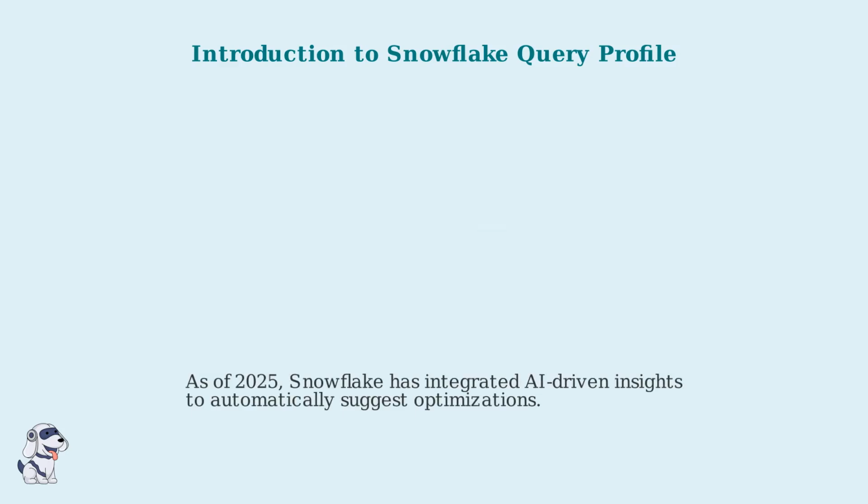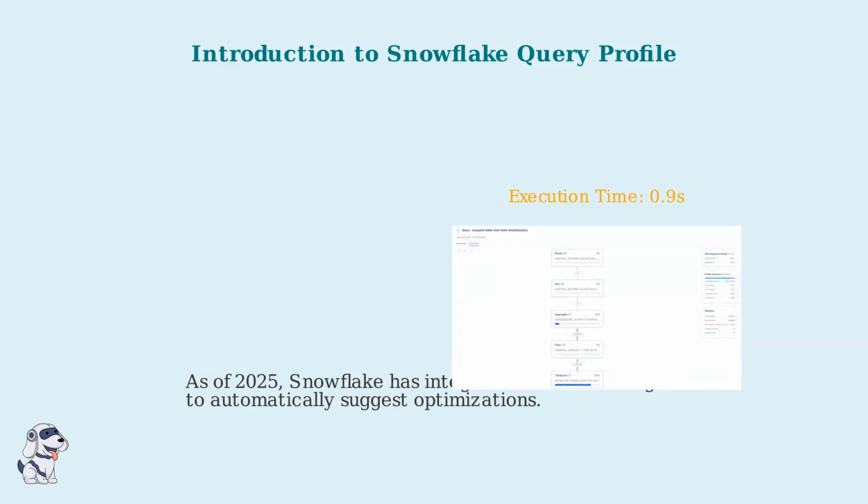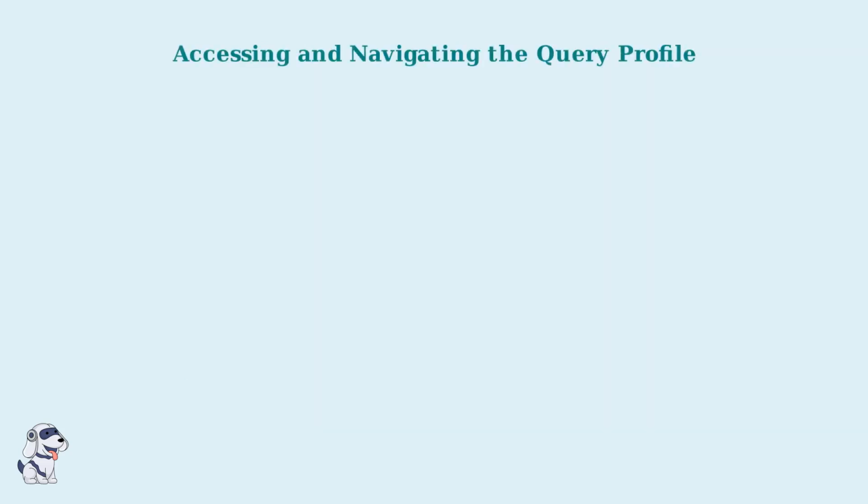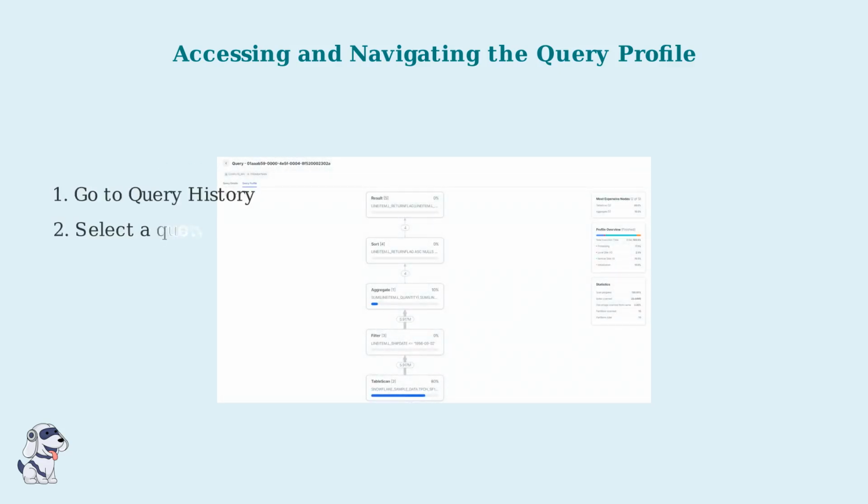As of 2025, Snowflake has integrated AI-driven insights to automatically suggest optimizations. The query profile in Snowflake is easily accessible through the web interface or APIs. After executing a query, you can view its profile to understand the execution details. In Snowsight, navigate to the Query History section. Select any completed query from the list to open its detailed profile.